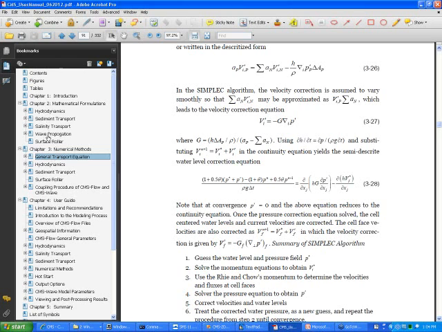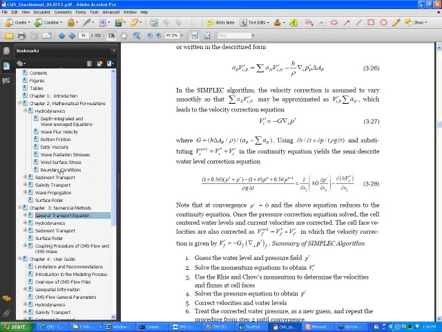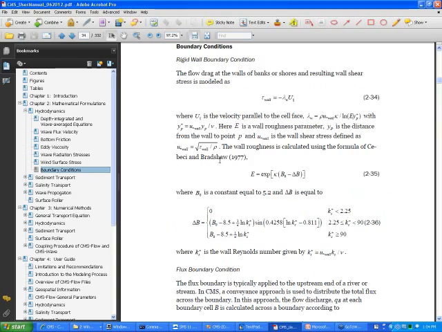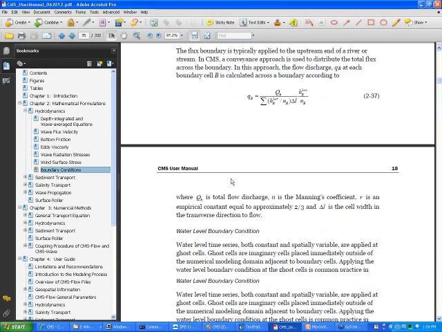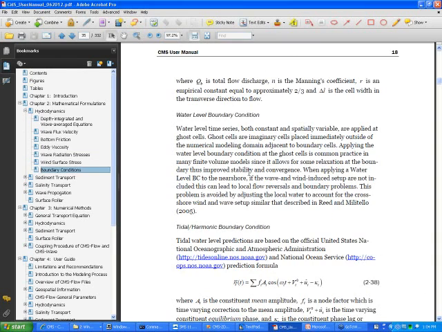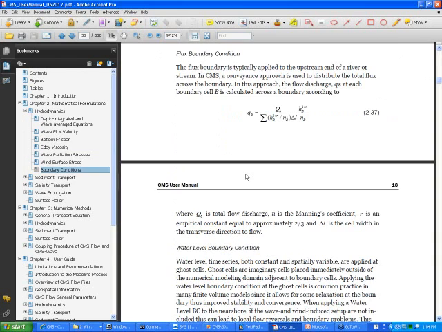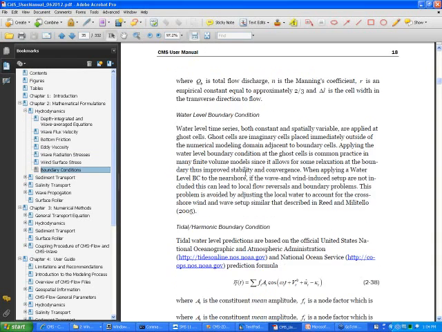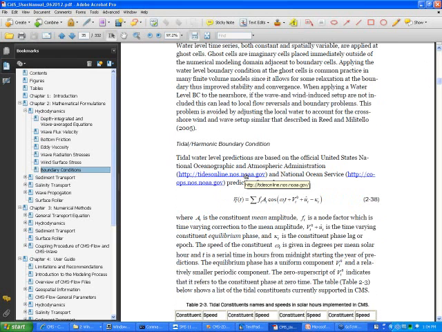So going to hydrodynamics and boundary conditions. Yesterday we left off, I believe here, with the water surface elevation boundary condition. We didn't talk about tidal or harmonic boundary condition. Before I get started with today's topic, are there any questions on yesterday's webinar?